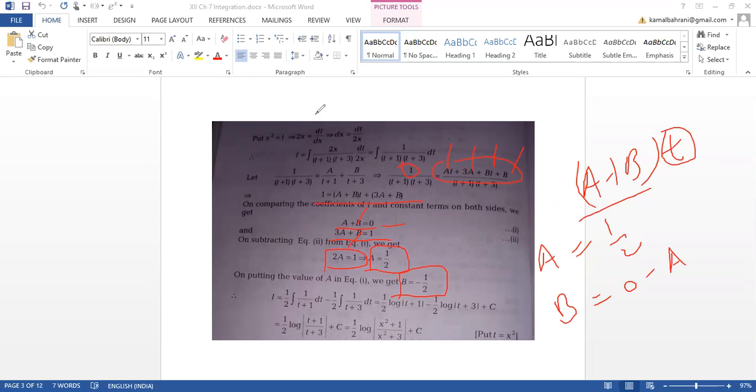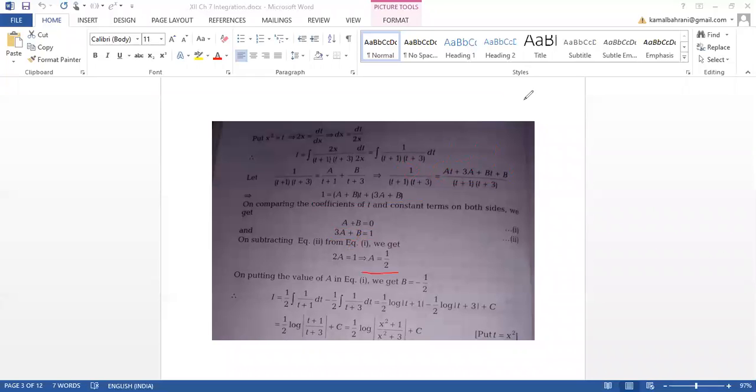That is equal to, B will be equal to what? Minus half. Clear? So you got the value of B as minus half. Now you got the value of A as half, B as minus half. Now just substitute the value, and same way you will get the answer, log of t plus 1, log of t plus 3. Now here upon 1 will come, plus 1 will come.